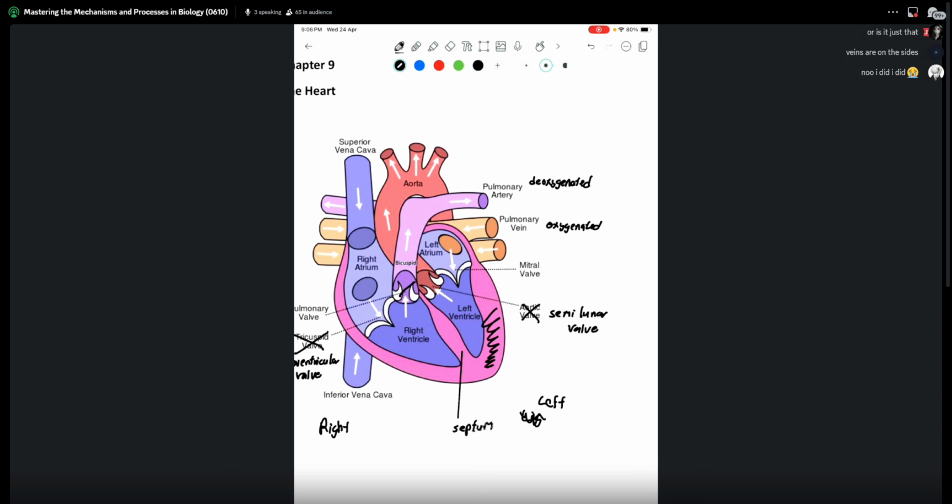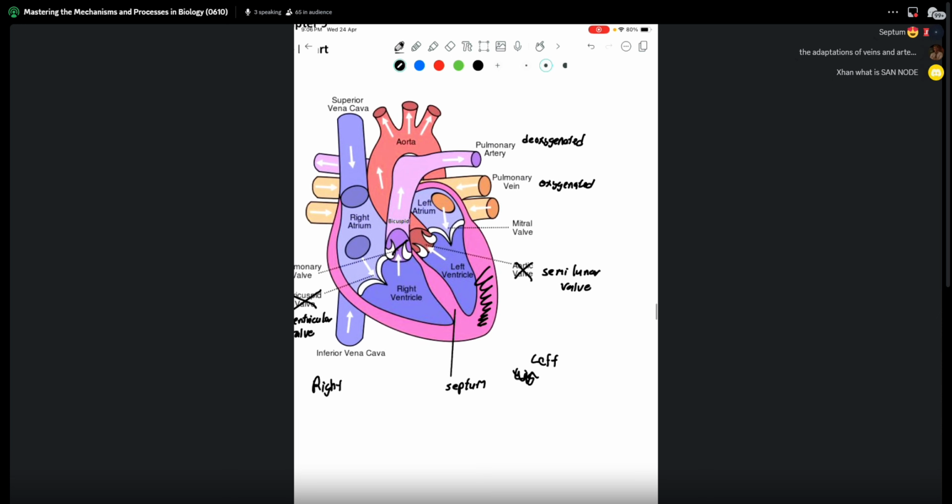It separates the left hand side of the heart and also the right hand side of the heart. So this is to prevent the oxygenated blood from mixing with the deoxygenated blood together. Yes, we will go through adaptations later on. Okay, don't worry so much.